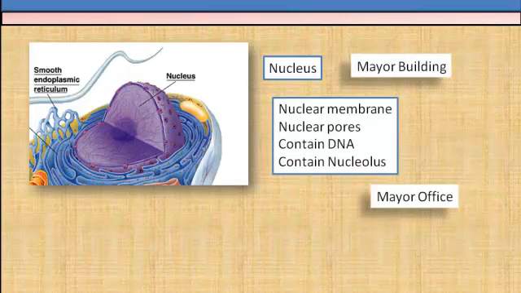Eukaryotic cells all have nucleus. The nucleus is mainly to store DNA. It's composed of nuclear membrane, the same material made of cell membrane, and there's also nuclear pores, which allows the RNA to go in and out freely. It contains the DNA, and it also contains the nucleolus, which makes ribosomes.